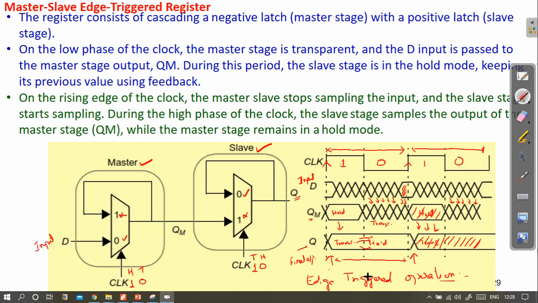Now it could have been the other way around. We could have designed this so that the circuit captures the signal at the falling edge and maintains it for the rest of the time duration. That can be achieved by interchanging this. Connect this positive latch here and this negative latch here, just change their position and you will get a negative edge triggered master slave register.